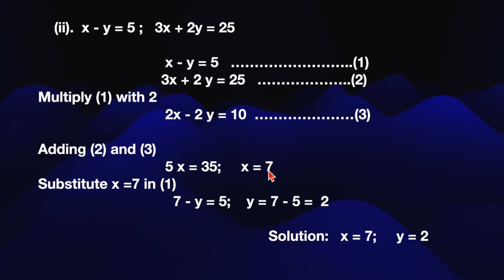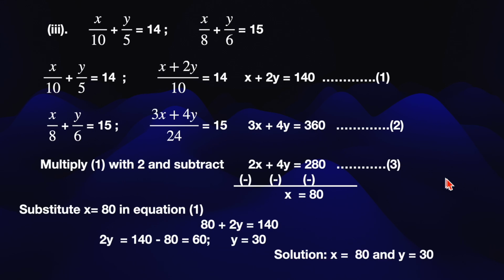Substitute this value of x in any one of the equations and simplify. You will get the value of y as 2. So the solution is x is equal to 7, y is equal to 2. Okay, third sum. So here it is.